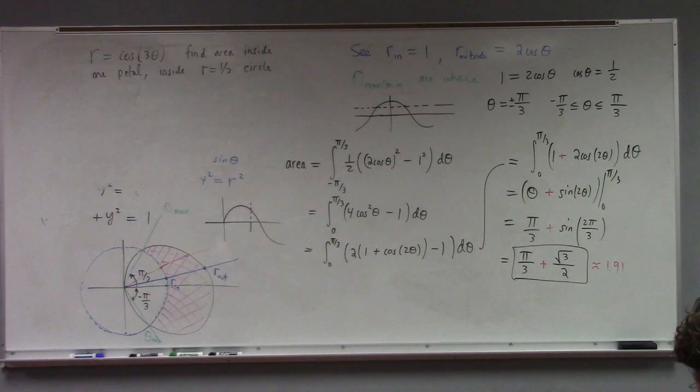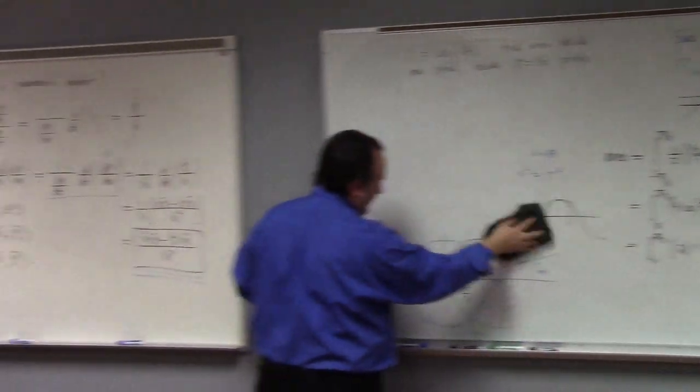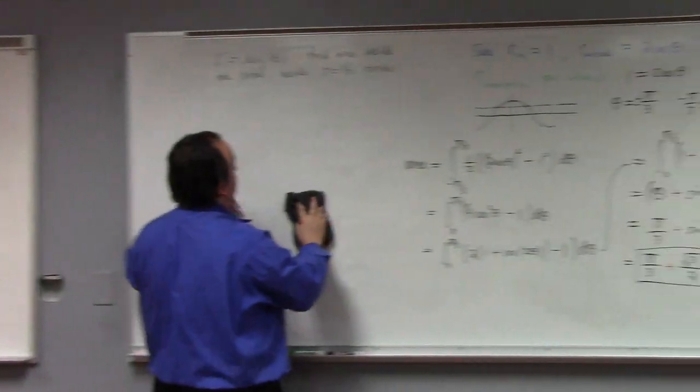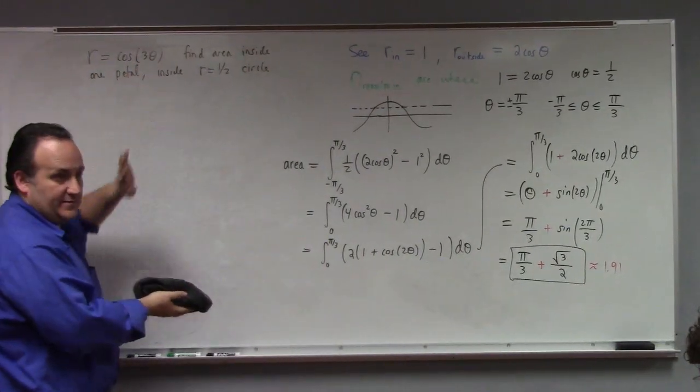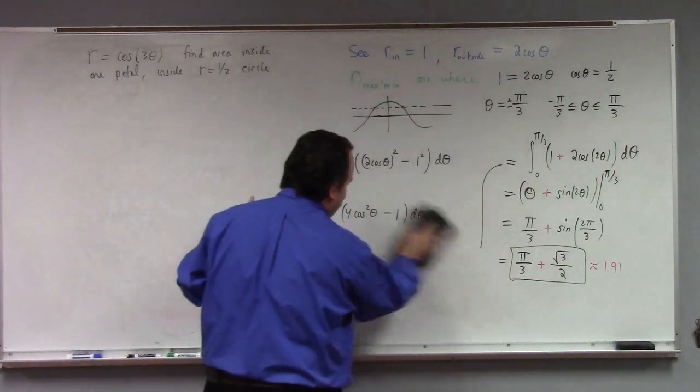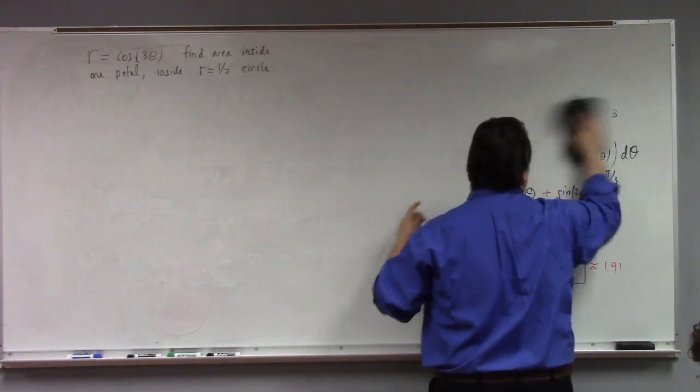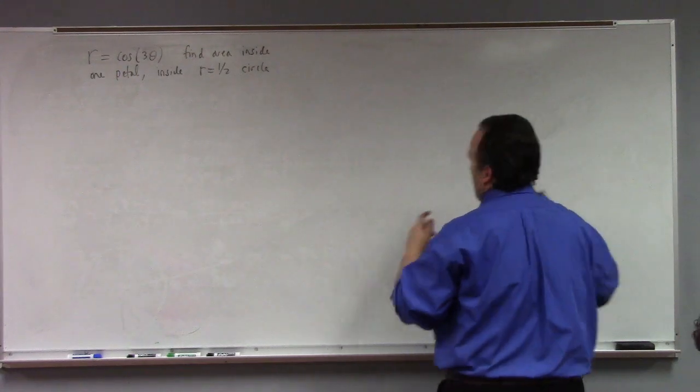Let me see how much time I have. Okay. It would be lovely if I had about 5 minutes to slowly explain how to graph r equals cosine 3 theta. I'm going to have to do it a little bit faster. So what's it look like? Let's see if I can do it.